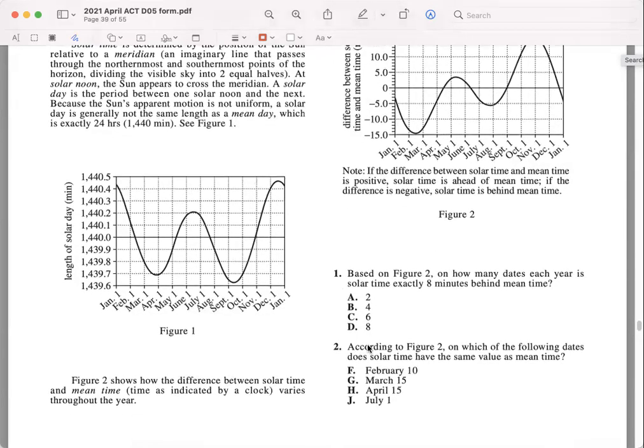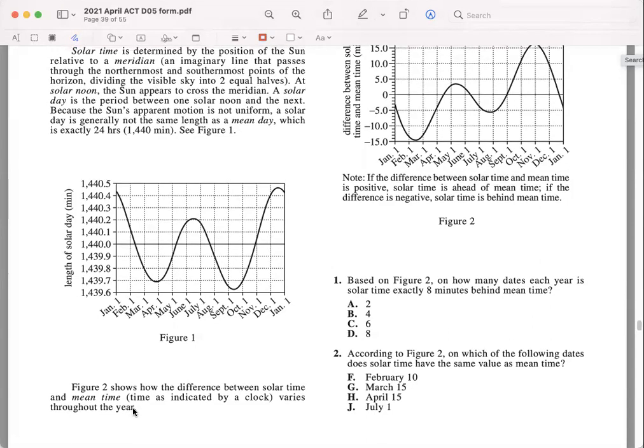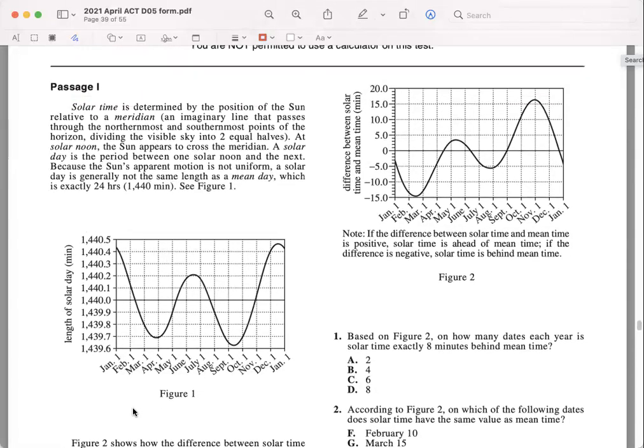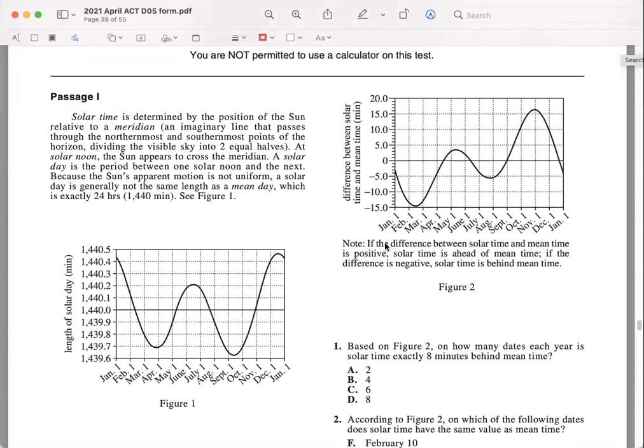Okay, so here you have the first figure, which shows that the length of the solar day can vary, right? It's not exactly 1440 minutes. It can vary, right? Figure 2 shows how the difference between solar time and mean time varies throughout the year. So for example, if the difference between solar time and mean time is positive, solar time is ahead of mean time. And if the difference is negative, solar time is behind mean time. And this is in minutes.